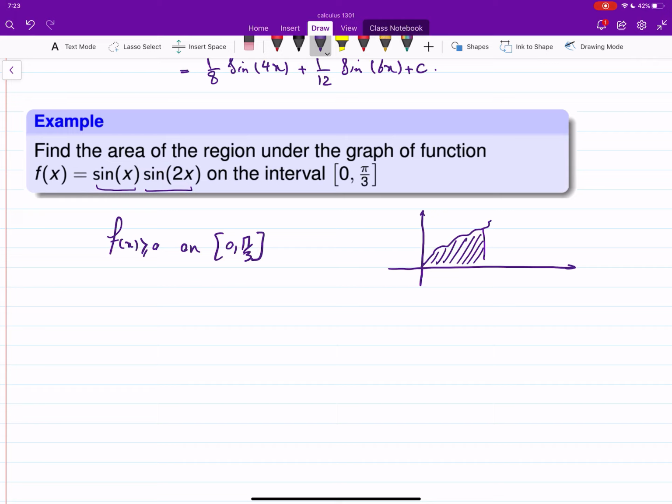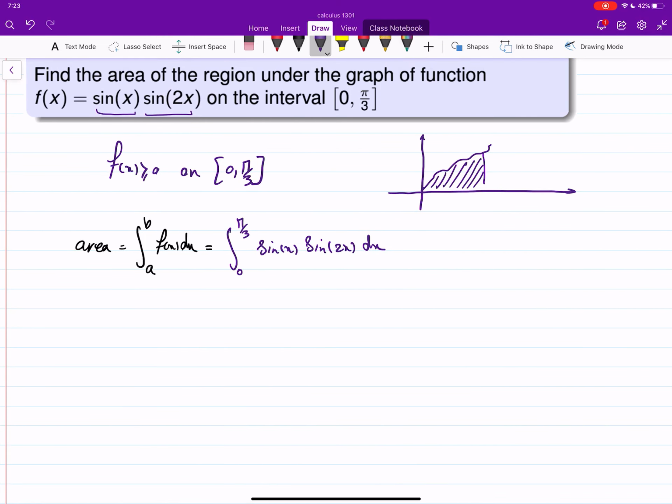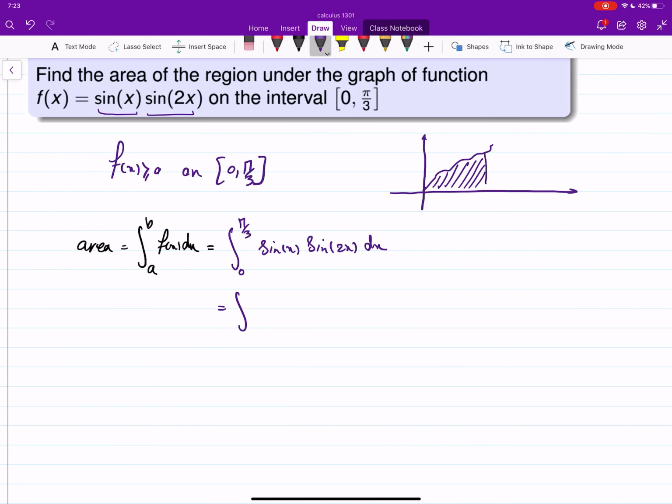And the area of the region under the graph is going to be equal to integral a to b f of x dx. In this case, this is integral of 0 to pi over 3 sine x sine of 2x dx. This is a product of two sines. They have different angles, so we have to use one of these product of sine formulas. So that will be cosine A minus B.